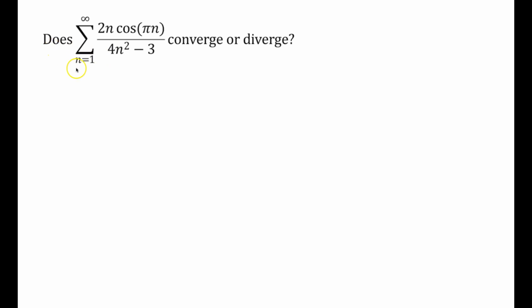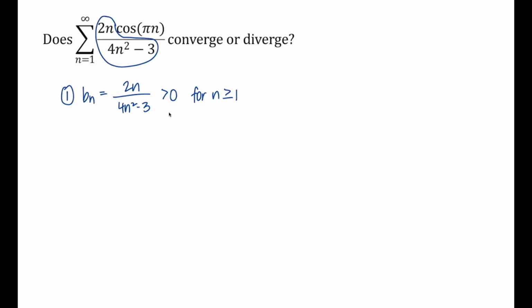Here we're being asked, does the sum of n equals 1 to infinity of 2n times cosine of pi n all over 4n squared minus 3 converge or diverge? This is alternating. The alternating factor is cosine pi n, and our b sub n is going to be 2n over 4n squared minus 3. So if I focus on that, 2n over 4n squared minus 3 is greater than 0 for n values greater than or equal to 1. If I think about plugging in 1, 2 times 1 is positive, 4 times 1 minus 3 is positive. So this is true for n greater than or equal to 1.